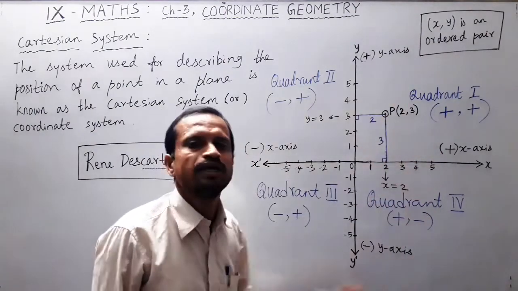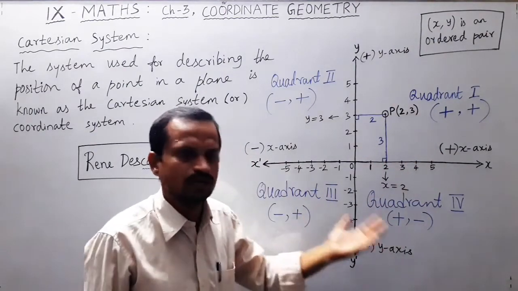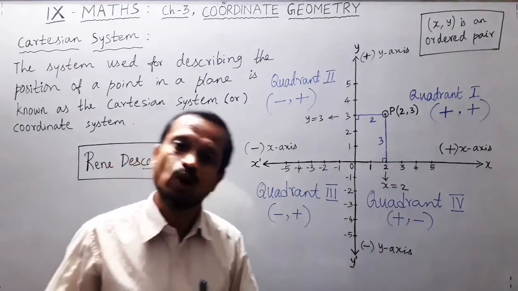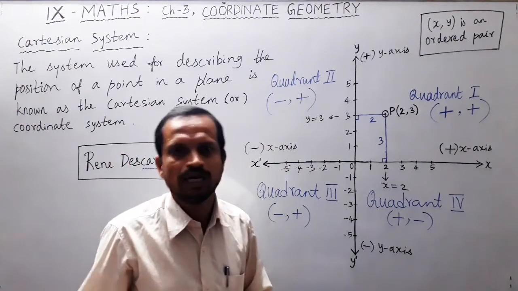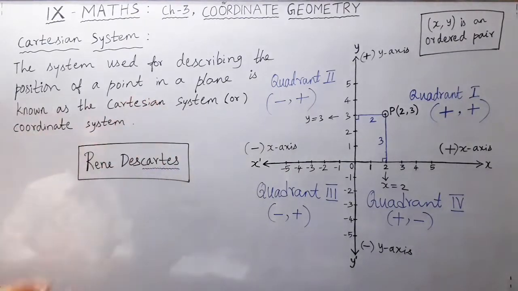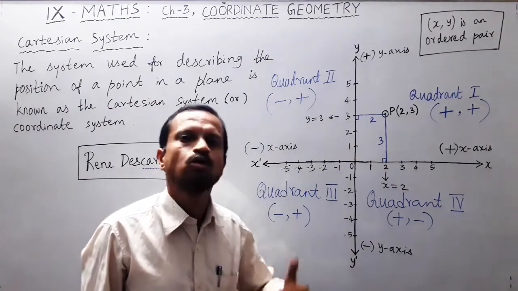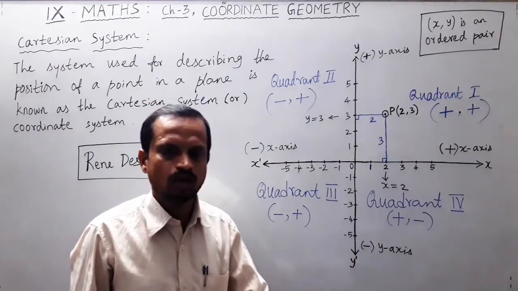So this is called the coordinate plane, where we can write the coordinates. It is called the coordinate plane or xy plane, or Cartesian plane. This system is called the Cartesian system, and this plane is called the Cartesian plane or xy plane or coordinate plane. In any way you can call it.